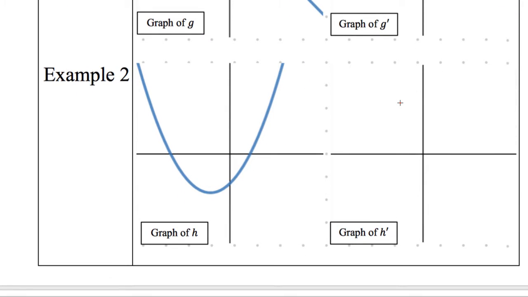All right, and moving to example 2. First of all, what type of graph do we have? Positive or negative? And then what actual graph do we have? It is a positive what? Quadratic.